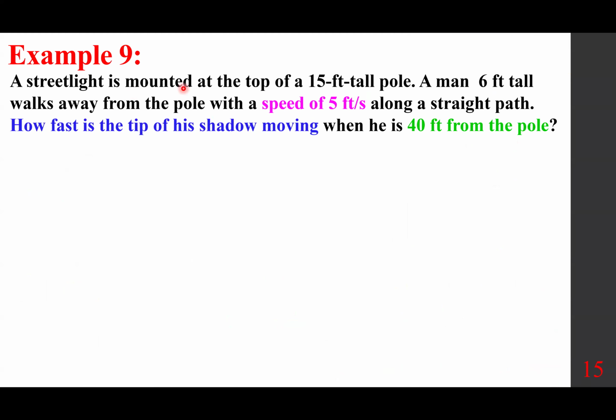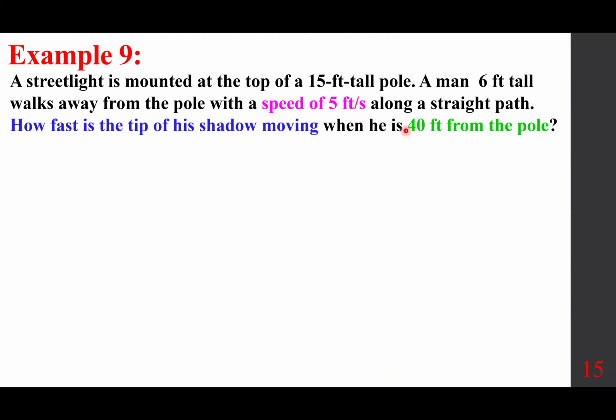A street light is mounted at the top of a 15-foot tall pole. A man 6 feet tall walks away from the pole with a speed of 5 feet per second along a straight path. How fast is the tip of his shadow moving when he's 40 feet from the pole? So again, the setting is extremely important.